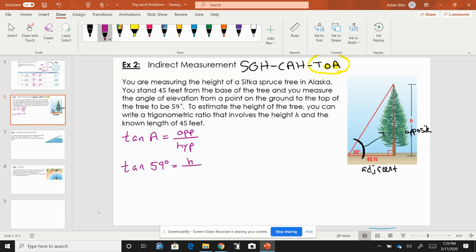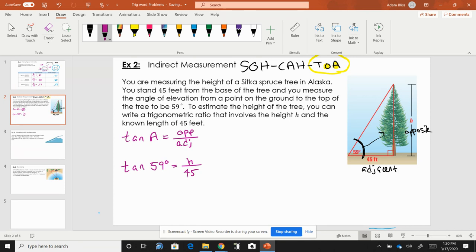And our hypotenuse, nope, I messed up. Let's get rid of that. I'm sorry. That is the adjacent. So our adjacent side is 45. So we're going to put 45 there.